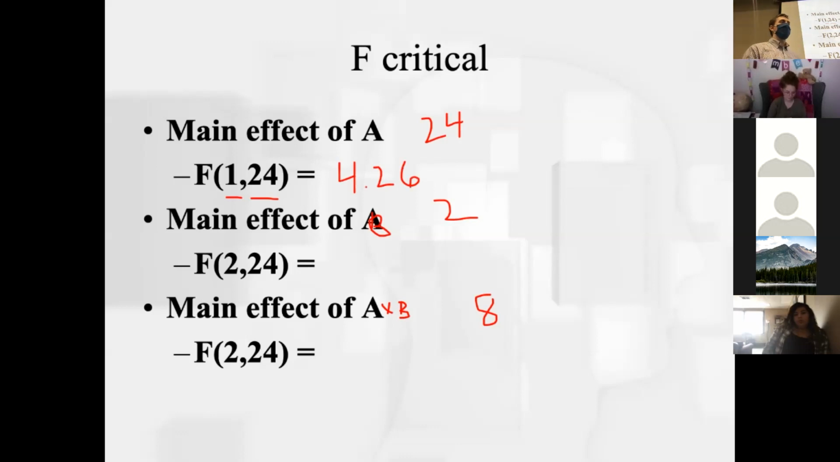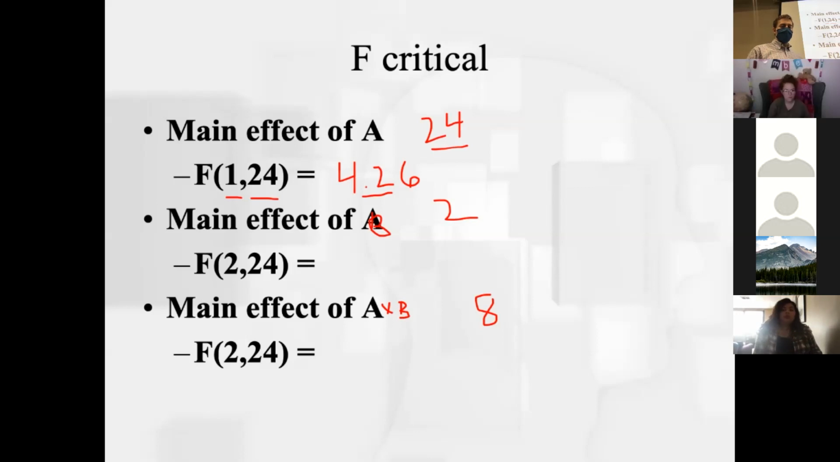So do we reject the null or retain the null for factor A? Yes, we reject, right? Because this value is greater than that F critical. So what this is saying is there is a main effect for humidity on people's performance, right? Irrespective of temperature, we're saying at different levels of humidity, there are differing levels of performance.